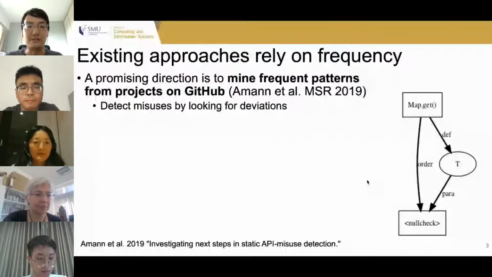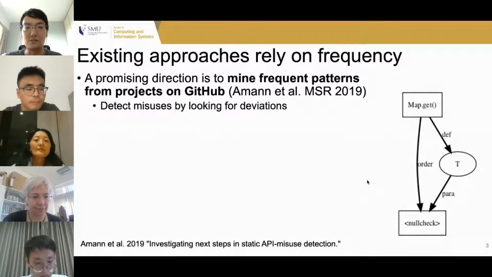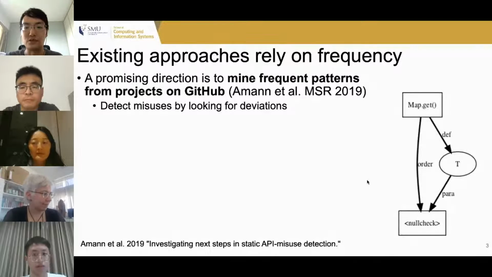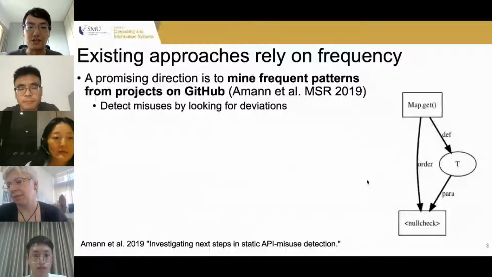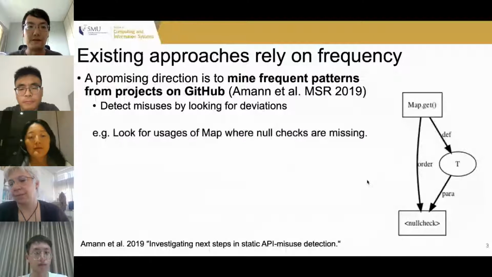So in prior work, it has been suggested that we could mine frequent patterns from projects on GitHub, and this was promising, and they had very good improvements. And an example of a frequent pattern is shown on the right here. And this frequent pattern encodes the need for a null check on the return value of map.get. So given this pattern, we could detect misuses by looking for deviations from them.